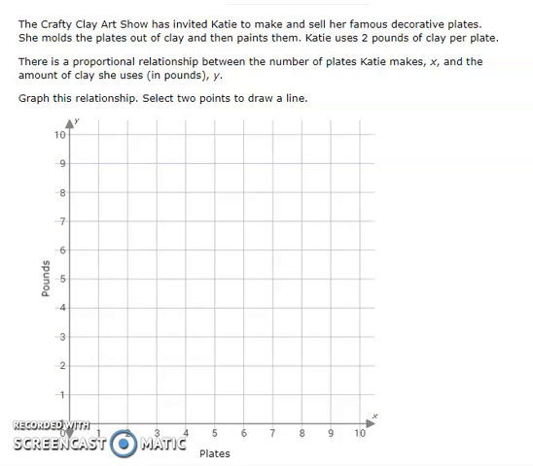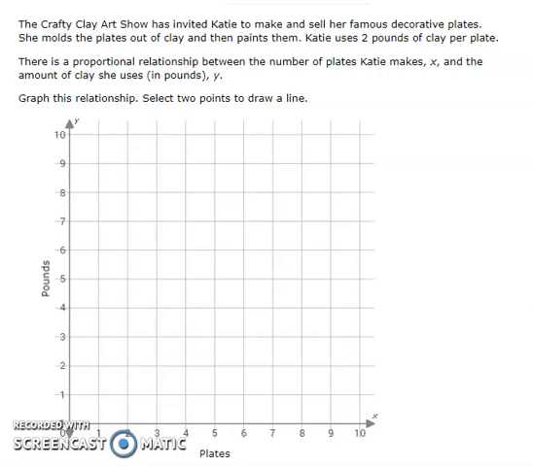The Crafty Art Show has invited Katie to make and sell her famous decorative plates. She molds the plates out of clay and then paints them. Katie uses 2 pounds of clay per plate. There is a proportional relationship between the number of plates Katie makes, X, and the amount of clay she uses in pounds, Y. Graph this relationship.